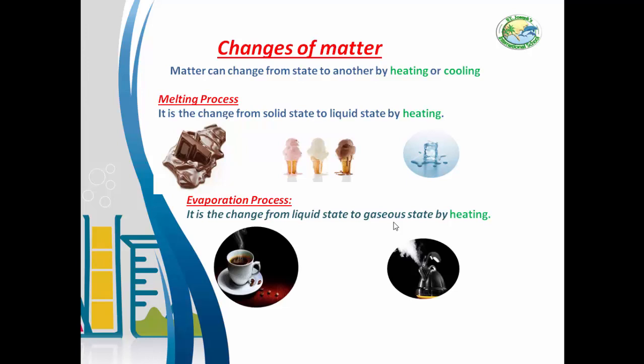So by heating, melting and evaporation processes can occur. We can say that both processes occur by heating. Melting and evaporation need heating. And heating, as I told you, means increase in temperature. Matter can change from solid to liquid by heating, and also it can change from liquid to gaseous by heating.